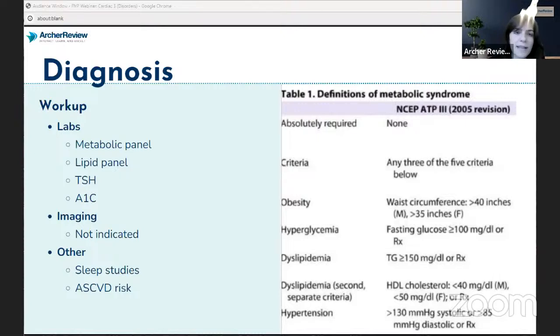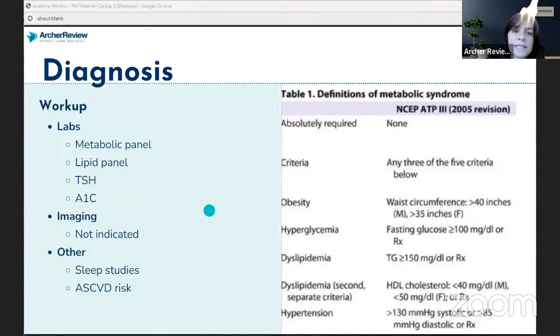The other thing I wanted to highlight about this slide is, when you're getting your routine labs, yes, we want to do the metabolic panel and the lipid panel. Those are pretty straightforward. I always like to throw in a thyroid just to make sure we're not missing hypothyroidism, because oftentimes you're going to see some elevation in that lipid panel, and it's really an untreated thyroid disorder. So you want to make sure that they're not obese or having difficulty losing weight because of an underactive thyroid condition. And same with their A1C.